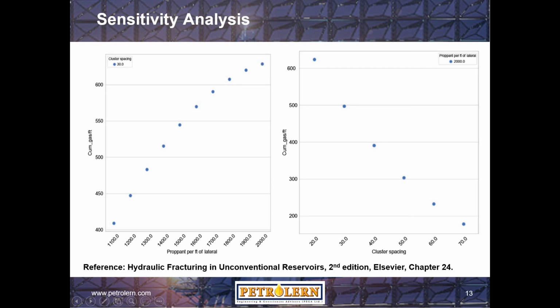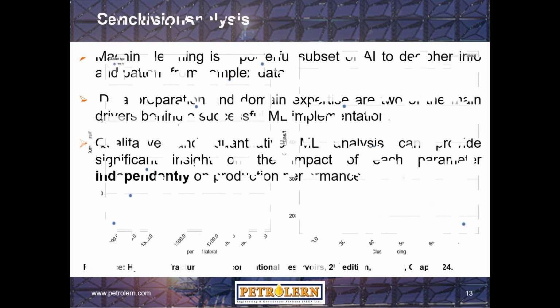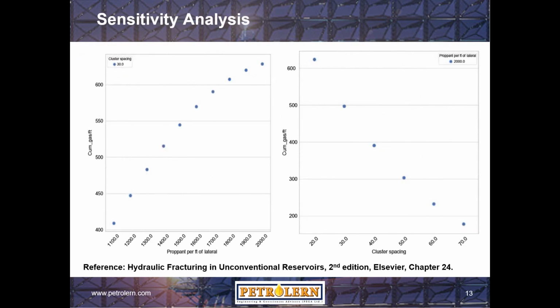But just remember that once you have your own data set and you understand the qualitative and quantitative impact of each parameter on production performance, that's when the value of machine learning comes in. That's when the value of sensitivity analysis comes in. In this case, I'm just showing you a couple of examples of the sensitivity analysis that we did to understand the qualitative and quantitative impact.